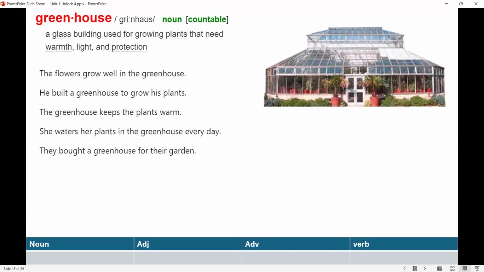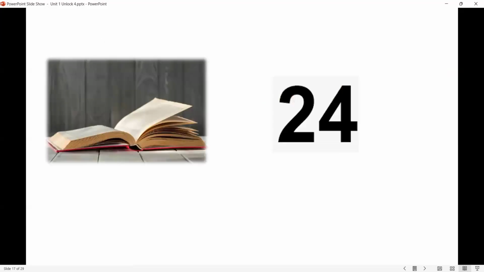Greenhouse. Greenhouse, as you see in the picture, is a glass building used for growing plants that need warmth, light, and protection. The flowers grow well in the greenhouse. He built a greenhouse to grow his plants.